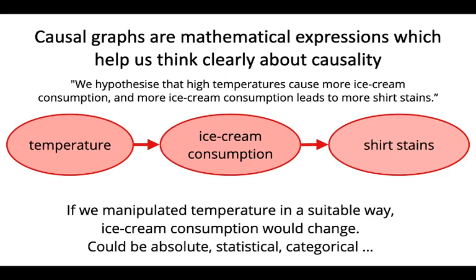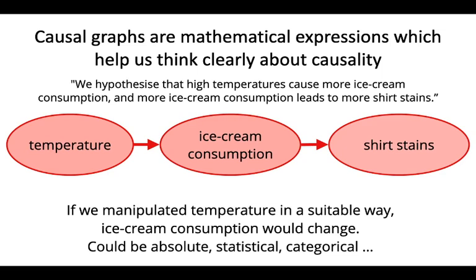So let's make a causal graph based on our observations. So we could hypothesize that high temperatures cause more ice cream consumption, and more ice cream consumption leads to more shirt stains. So here's a causal graph that represents that idea. Temperature causally affects ice cream consumption, which causally affects t-shirt stains. So this says if we manipulated temperature in a suitable way, ice cream consumption would change. And notice that the arrow doesn't indicate a positive or negative relationship or necessarily a linear relationship. It's just some kind of causal thing, and we can add that information in later if we want.